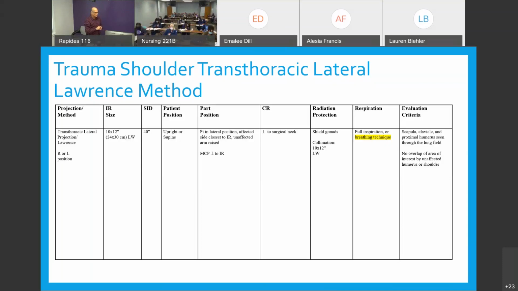Transthoracic lateral. What's the method? Lawrence method. Transthoracic is your projection. Everybody kind of understand that? All right, again, we're on page 236. This is done when a patient cannot move their arm. Post-surgery, we know there's a fracture, an obvious fracture. They just don't want to do it, but we have to work with it, okay?